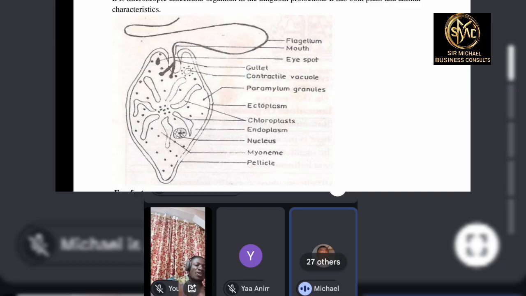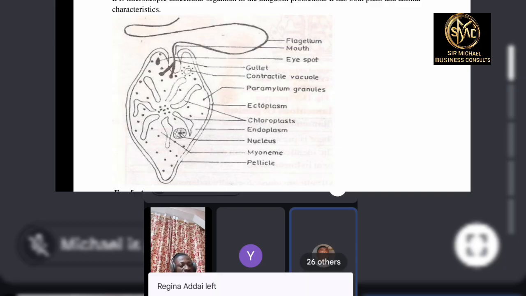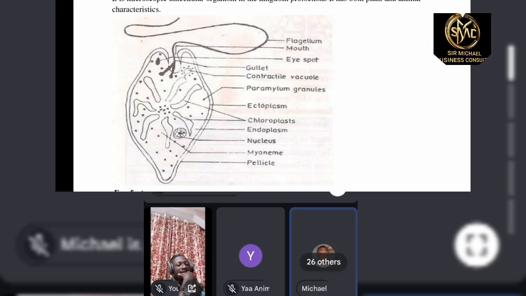So this organism is able to move faster than the amoeba, because once it lashes its long flagellum, it propels it in a zigzag fashion. So we'll talk about how it moves. So it moves in a zigzag fashion, which I will explain very shortly. So once you draw the Euglena, you have to give it a long flagellum.